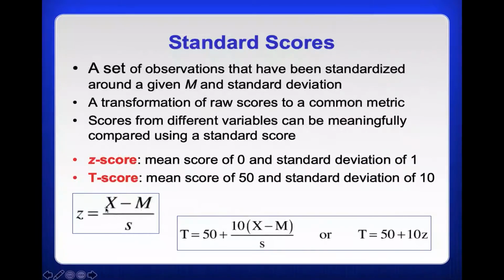Once you have the raw score, the mean, and the standard deviation, you can calculate the z-score. The same thing over here: you have the raw score, the mean, the standard deviation, and you can calculate the t-score. And you can also use this equation to calculate the t and the z interchangeably.